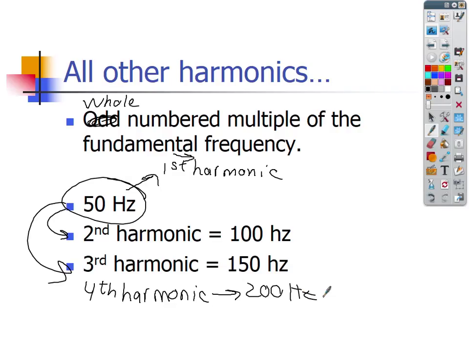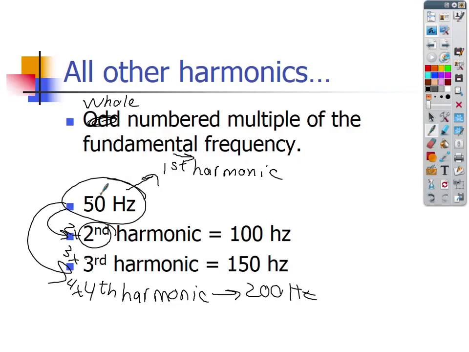Obviously, the mistake I see people make is they go, first, the fundamental is 50. Second harmonic, 100. And almost nobody misses that. Third harmonic, 200. No! Okay? You don't just keep doubling. The second is 2 times the first. The third is 3 times the first. The fourth is 4 times the first. That's what the definition is saying. They are all whole number multiples of the fundamental.